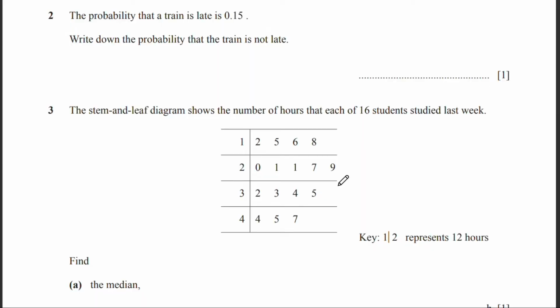So back to the question. The probability that the train is late is 0.15. Write down the probability that the train is not late. We know that the total probability is out of 1. So when the train is late is 0.15, when it is not late will be 1 minus 0.15, which is 0.85. 0.85 is the answer.